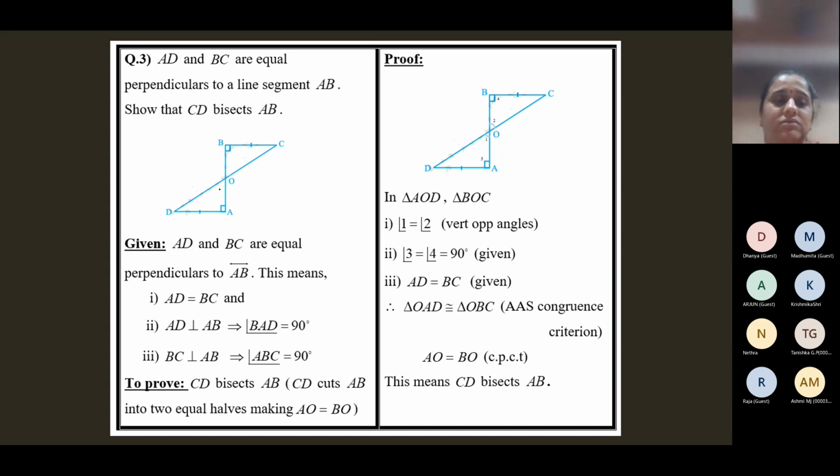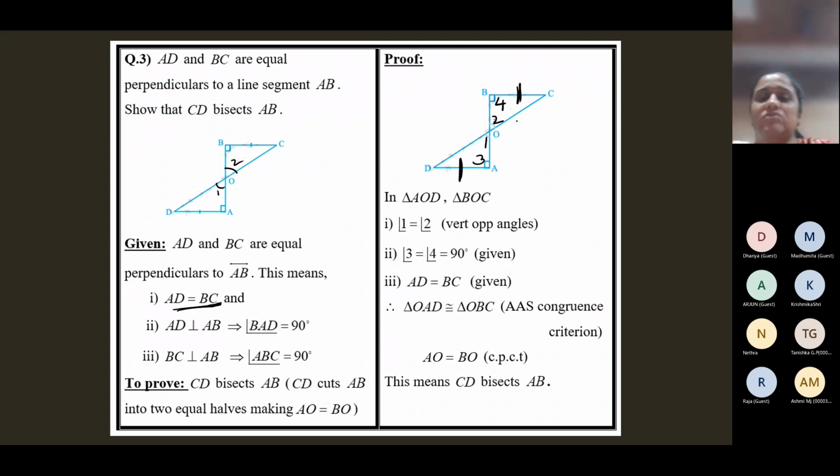Yeah, so it's vertically opposite angles. Then these angles, I've marked here. Use this figure, children. See, angle 1 is equal to angle 2, vertically opposite angles. Angle 3 is equal to angle 4, 90 degrees, given. And then it's given equal perpendiculars. AD is equal to BC.